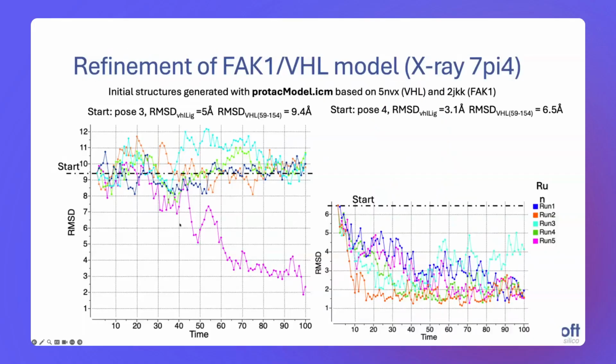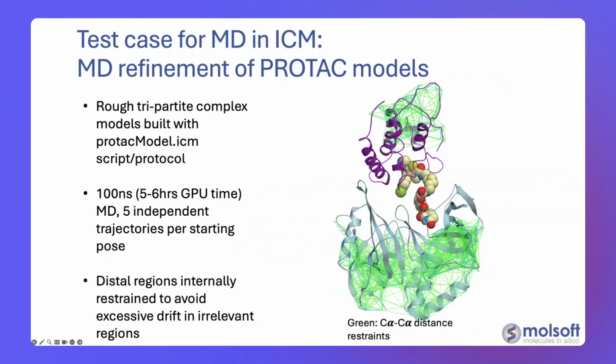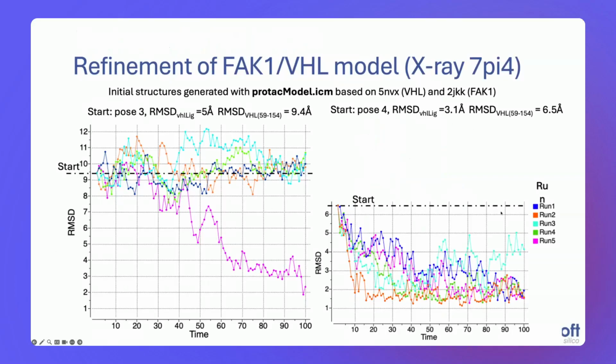And you can see that here. There are 5 different runs. And to maintain the focus on the binding interface and avoid excessive drift, distal regions were restrained. So you see here and here. So here we focus on the refinement of the FAK1 VHL model using the 7PI4 X-ray crystal structure. And this is the PROTAC again.